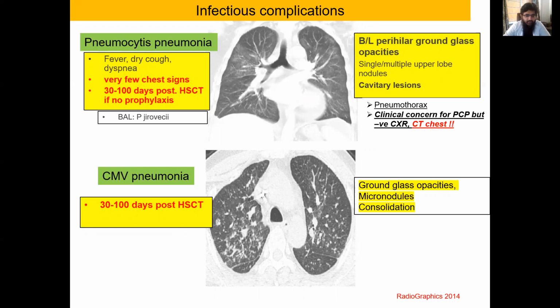Then CMV pneumonia can occur in the late phases of the transplant, and the patient presents with ground glass changes, micronodules and consolidation in the CT chest as being shown here.